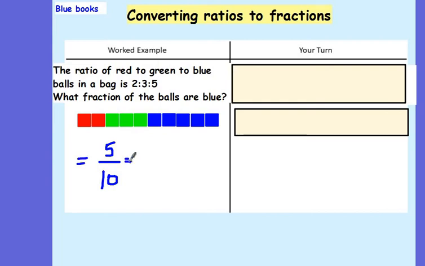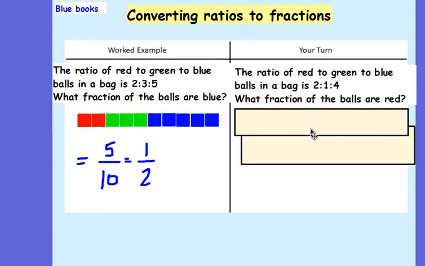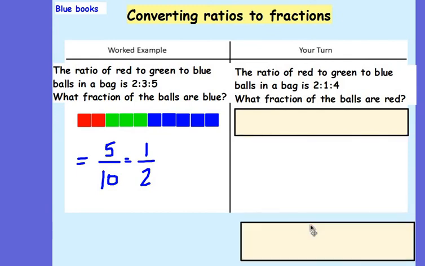Is that the right answer, James Giddon? No, I can simplify that. Dividing top and bottom by 5 will give me 1/2. Over to you, Year 8, in your dark blue books, can you have a go at this question for me? Pause the video for a couple of minutes and work it out now.